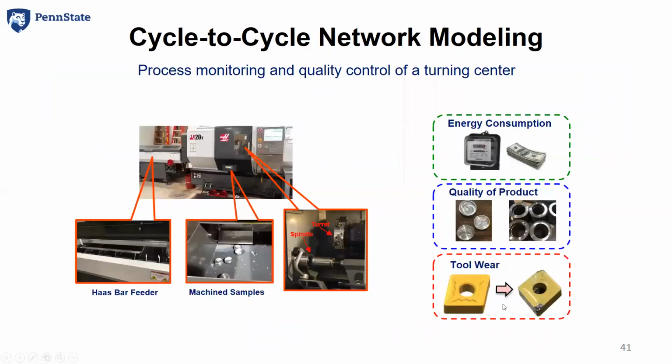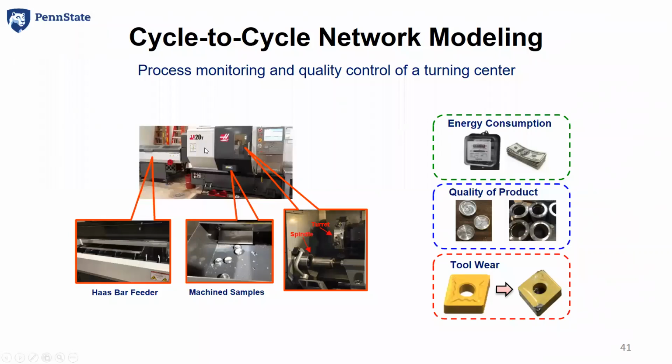And now let's have a look at the cycle-to-cycle network modeling. This is a bar feeder machine, which is available in the FAME lab, which is the Factory for Advanced Manufacturing Education lab in the Penn State Industrial and Manufacturing Engineering Department. And we are machining samples one by one. They're all the same. Now we accelerate the spindle and the turret, right? And we do the cutting. And then we collect the profiles. And then we monitor the energy consumption.